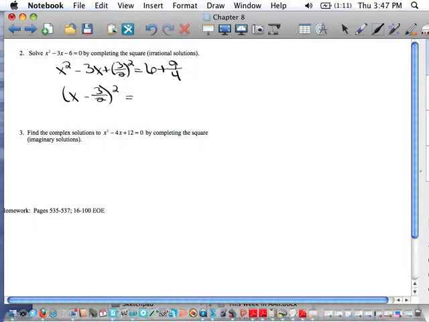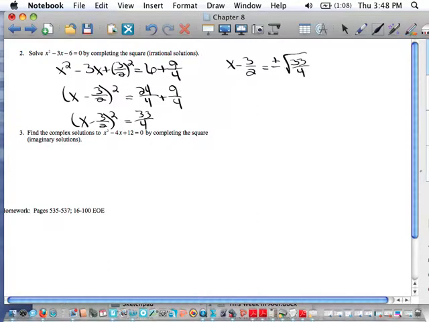And I will get a least common denominator on the right-hand side so that I can combine like terms. So I have x minus 3/2 squared is equal to 33/4. Now use the even root property and take the square root of both sides. So I have x minus 3/2 is equal to plus or minus the square root of 33/4.